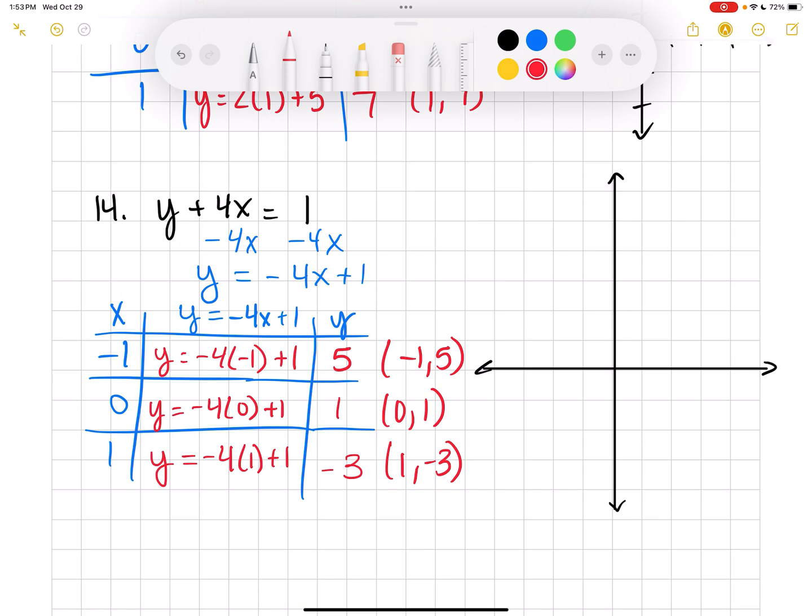All right, so I'm plotting these points. So negative 1, 5, I go left 1 and then up 5. Zero, 1, I stay on the axis and just go up 1. And then 1, negative 3, we go right 1, down 3. And then connect your dots.